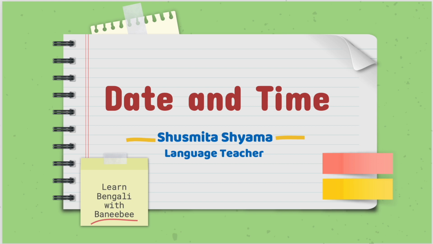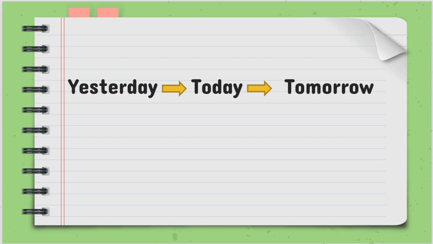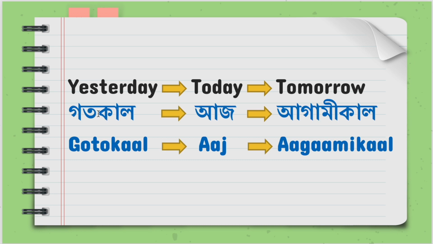So today we are going to learn how to talk about date and time in Bangla. In the beginning, we need to learn 3 words. We need to have ideas about 3 words. Those are yesterday, today, and tomorrow. These are the Bangla. Yesterday is gotokal, today is aaj, tomorrow agami kal.